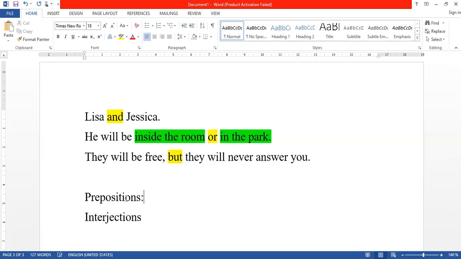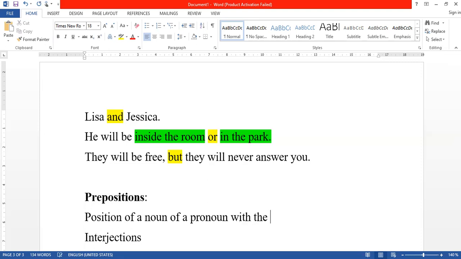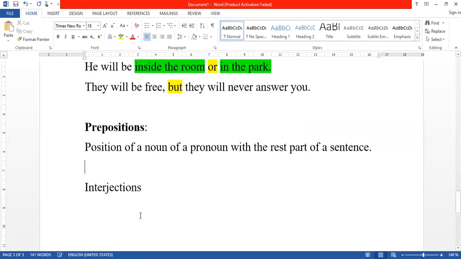Similarly, prepositions show you the time or position of a noun or a pronoun with the rest of the sentence. It shows position with the rest of the sentence. Position is place wise, time wise, and direction wise too, okay.